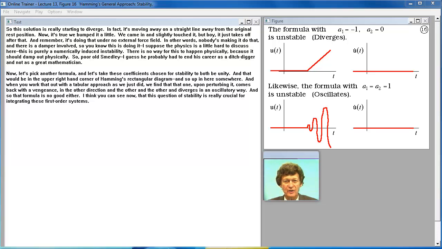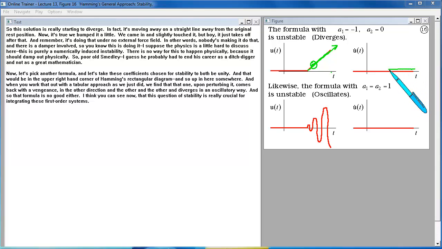So this solution is really starting to diverge. In fact, it's moving away on a straight line away from the original rest position. Now true, we bumped it a little. We came in and just slightly touched it, but boy, it just takes off after that. And remember, it's doing that under no external force field. In other words, nobody's making it do that. And there is a damper involved. So, I suppose the physics is a little hard to discuss here. This is purely a numerically induced instability. There's no way for this to happen physically because it should damp out physically.